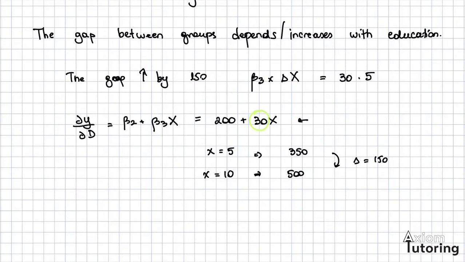So the big takeaway out of this exercise should be that interaction terms allow both the slope to differ across the groups and the group differences to change with x. And these are two sides of the same coin.